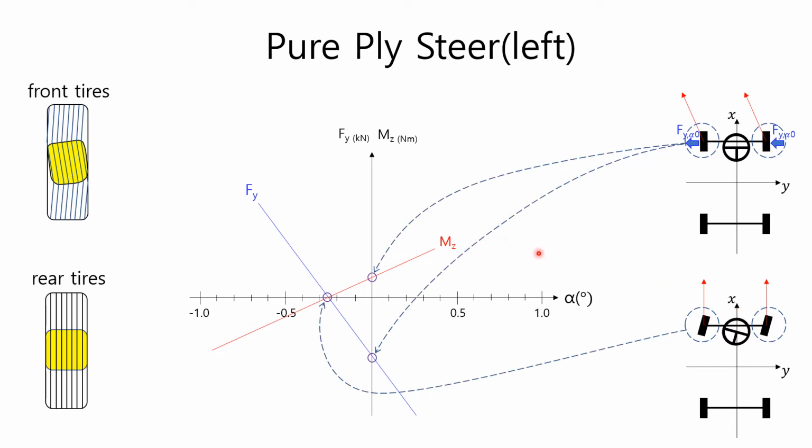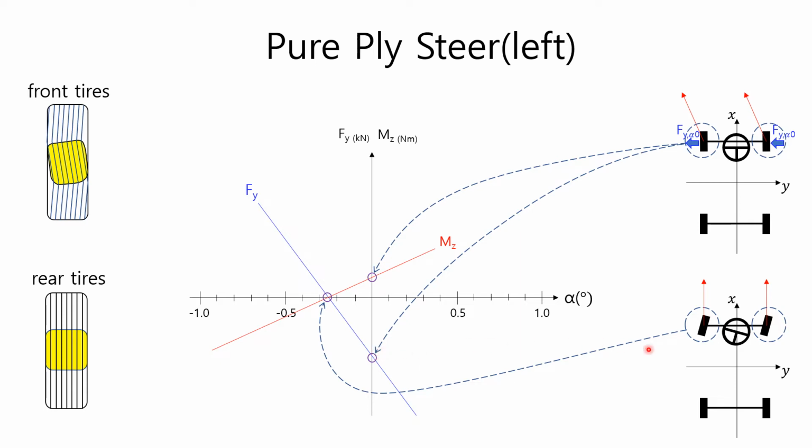That can be explained through this figure. When the steering wheel is fixed in the straight position, the lateral slip angle is 0 because the tires are in a straight position, and the negative lateral force and the positive self-aligning moment corresponding to the ply steer occur.